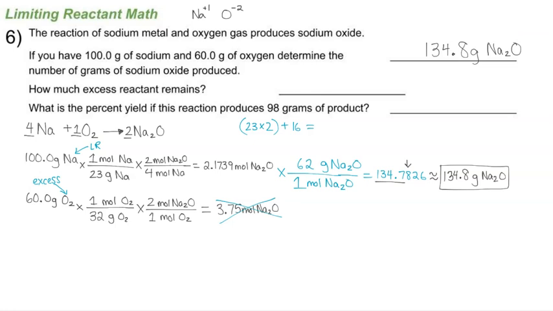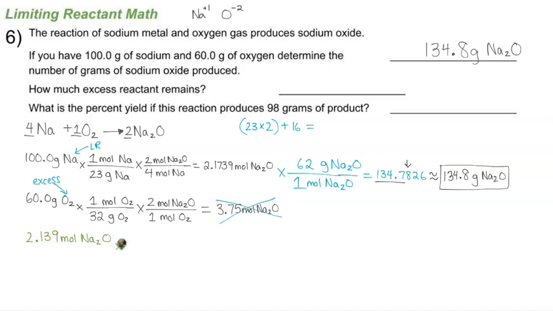Then it asks us how much excess reactant remains. So we know that some of the oxygen will get used up reacting with this 100 grams of sodium and producing the 2.1739 moles of sodium oxide, but not all of the oxygen is going to get used. So we need to figure out, if we produce this many moles of sodium oxide, how much oxygen did get used up in that process. And so I'm going to start with my 2.1739 moles of Na2O, of sodium oxide.